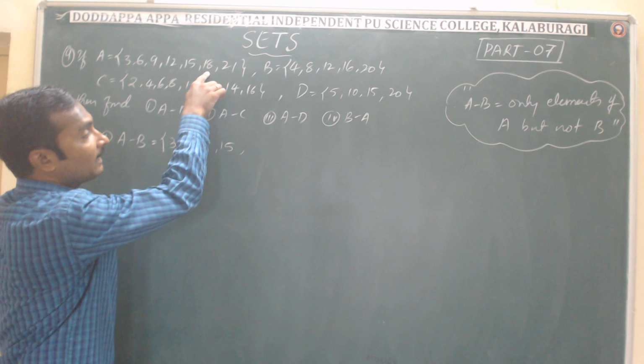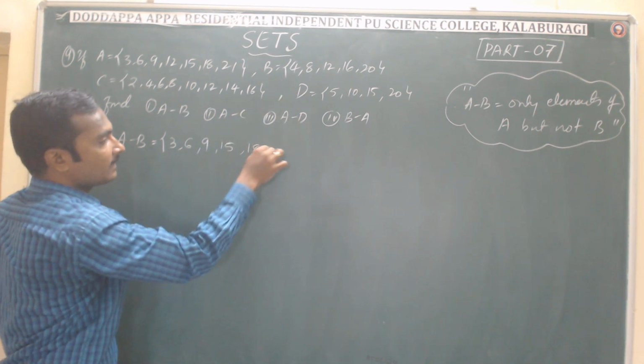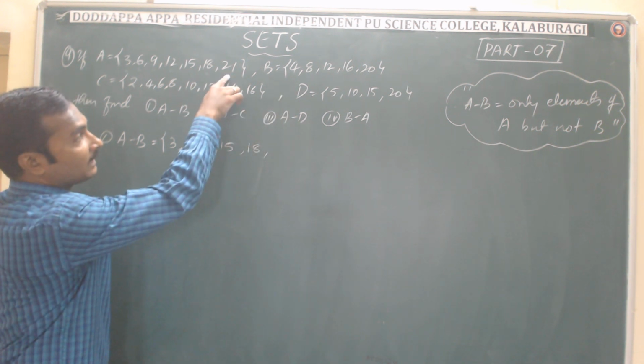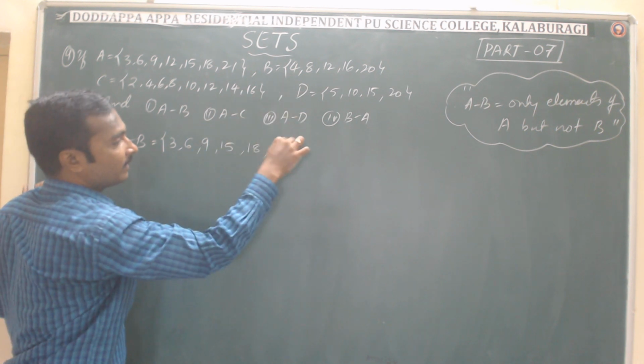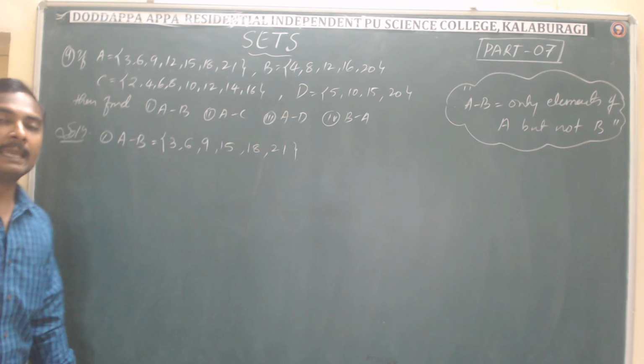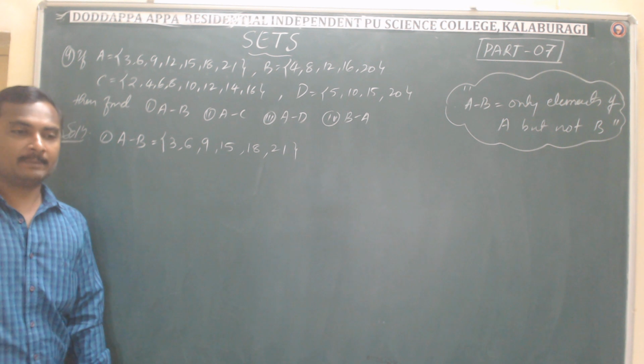18 is the element of A but not B. 18 is the element of A. 21 is the element of A but not B. 21 is no doubt element of the A minus B. Okay.